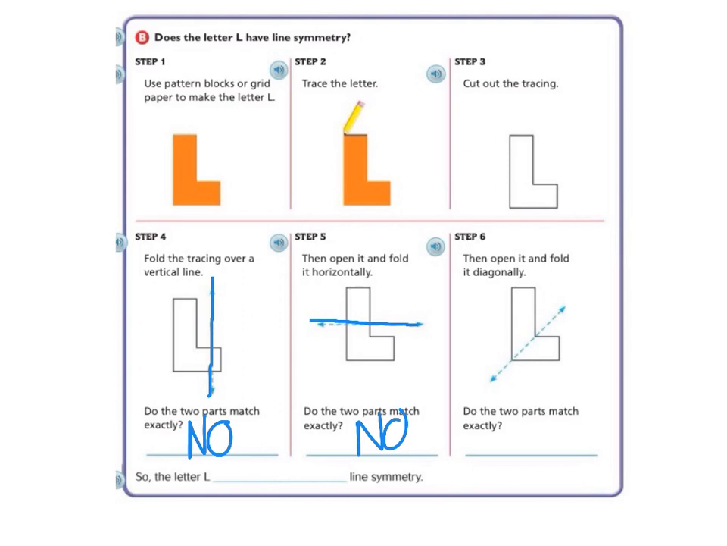Step 6 then asks us to open it up and fold it diagonally. So I'm going to draw the fold line diagonally through the L. Do the parts match exactly? Again, they do not. You can tell that the top left part is much longer and taller than the bottom right, which goes horizontally side to side. So do the two parts match exactly? No. So the letter L does not have line symmetry. Please pause to make sure your page looks like mine before continuing.